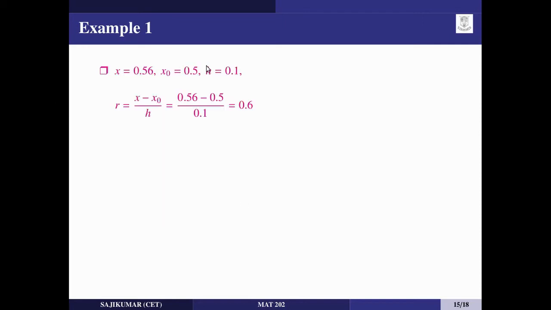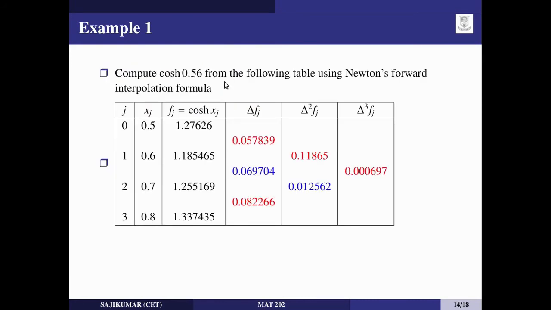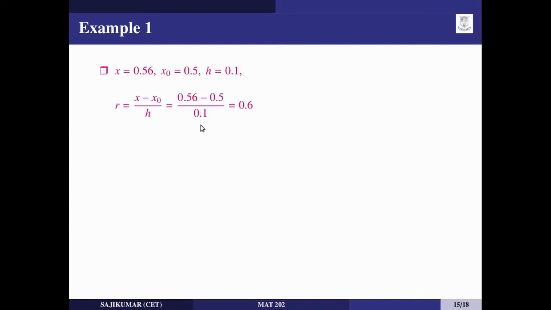Now our evaluation point is x equal to 0.56 and the reference point is 0.5 and h is equal to 0.1, because we are interpolating the function in between these two numbers 0.5 and 0.6. So this is the reference point. The spacing between 0.6 and 0.5 is 0.1. So h is equal to 0.1. Now using that we can compute the value r equal to (x minus x0) by h. After substitution we can see that r is equal to 0.6.